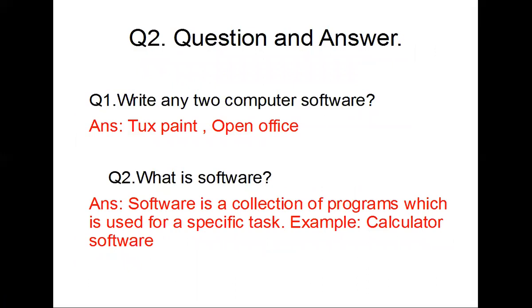Question number two, question and answer. Write any two computer software: TuxPaint and OpenOffice. TuxPaint and OpenOffice, two computer software. And next, what is software? Answer: software is a collection of programs which is used for a specific task. Example, calculator software.